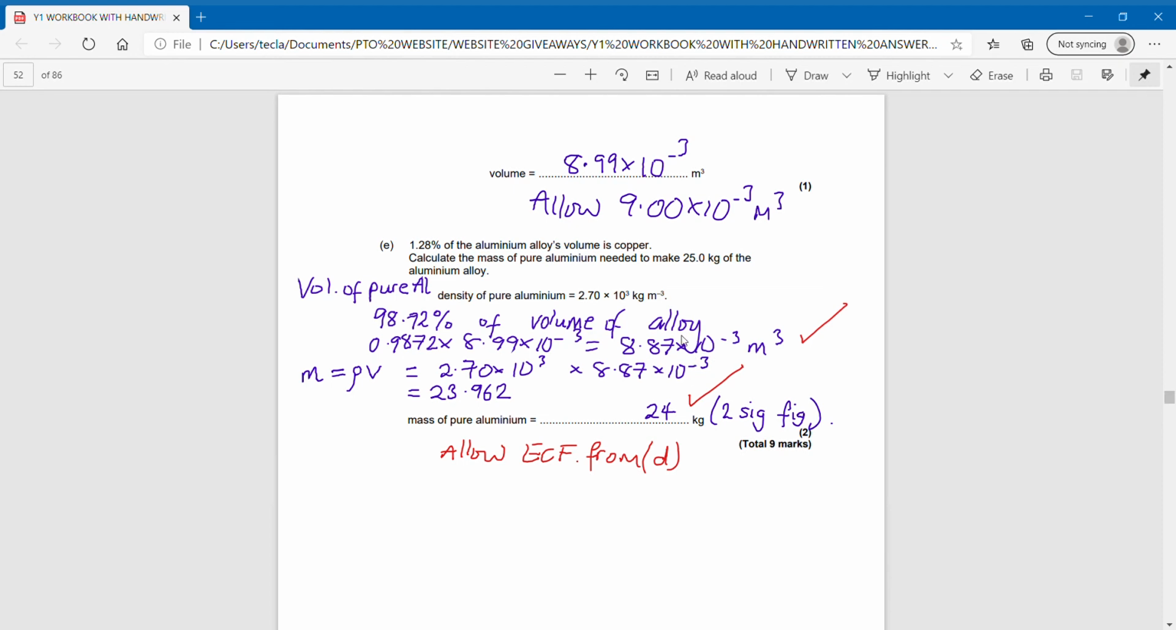We're then going to find the mass of the pure aluminium, which is density times volume. Density we're given, multiplied by the volume we've just calculated, and that gives us 23.962, or 24 kilograms to two significant figures. So in this question, you're using the previous value calculated for volume in part D, and so you can allow an error carried forward. If you've done everything else correctly using your error carried forward value, then you can get the 2 marks for this question.